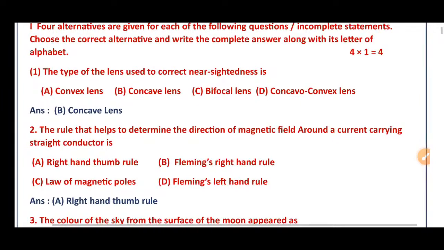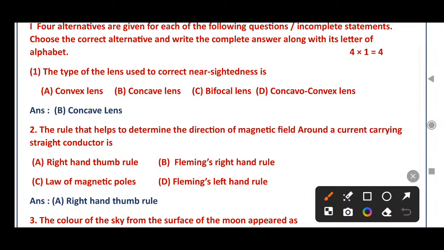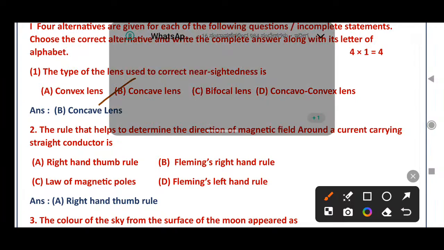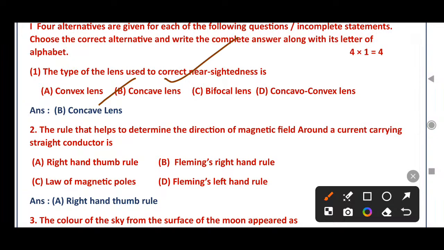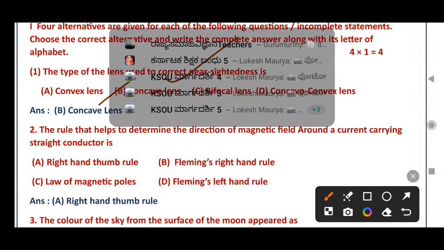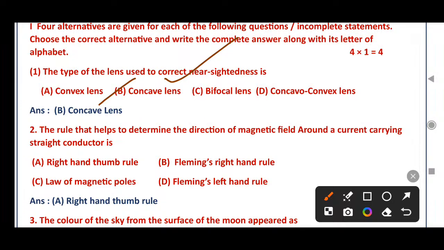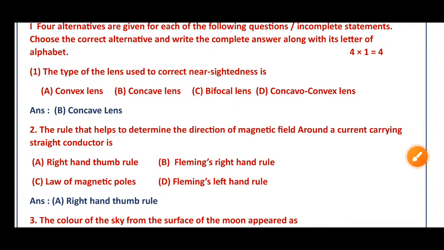First one, the type of the lens used to correct nearsightedness. The right answer is concave lens, option B, concave lens. That's called myopia. Then hypermetropia is treated with a convex lens. Astigmatism we can treat with the help of a bifocal lens.